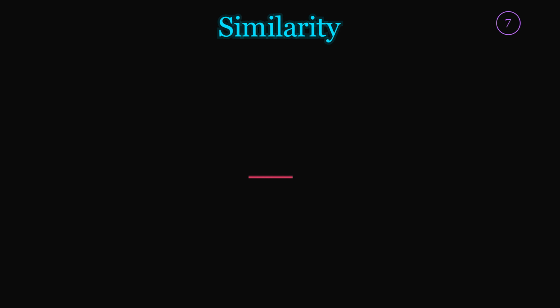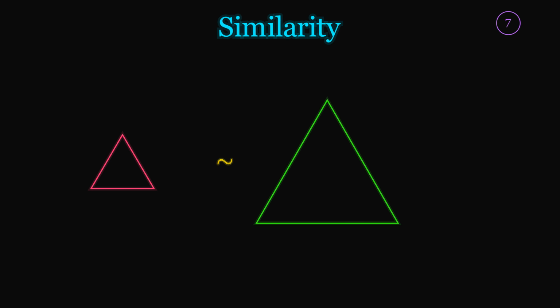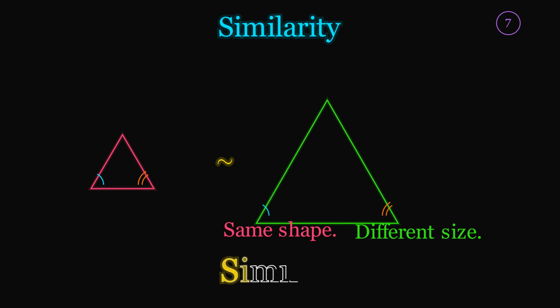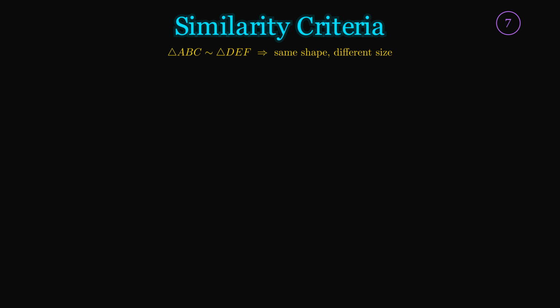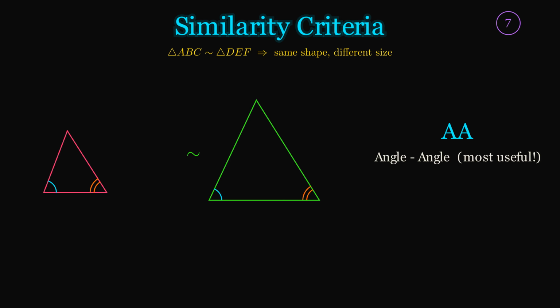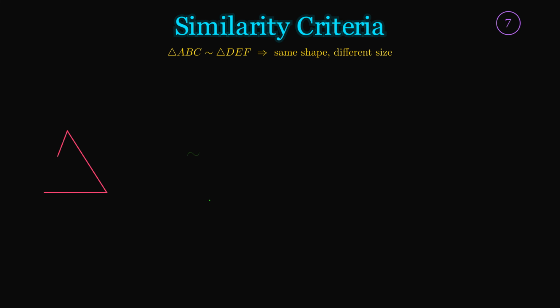Two triangles are similar when they have the same shape but different sizes. Their angles match and their sides are in proportion. There are 3 ways to prove similarity. First, AA, which stands for angle-angle. If just 2 angles match, the triangles must be similar because the third angle follows automatically from the triangle sum theorem. This is the one you will use most in your exams, so remember it well.